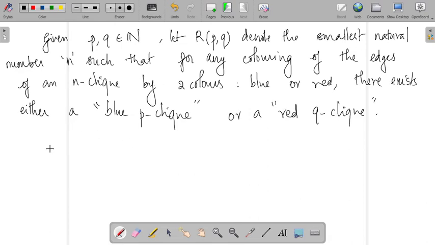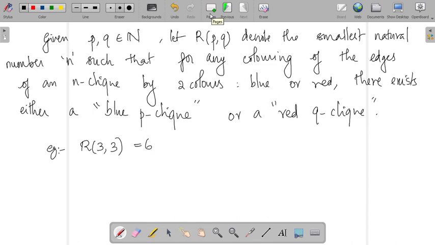So നമ്മൾ കണ്ട problem 1 ഇതാണ്. So R of 3 will be equal to 6. So when you are taking a 6 click, there will be either a blue 3 click, which is a triangle. So there will be either a blue triangle or a red triangle in any arbitrary color. Okay. So that is how we define the Ramsey numbers.